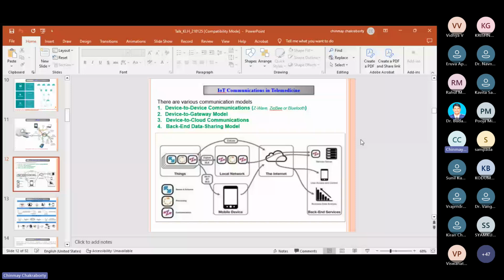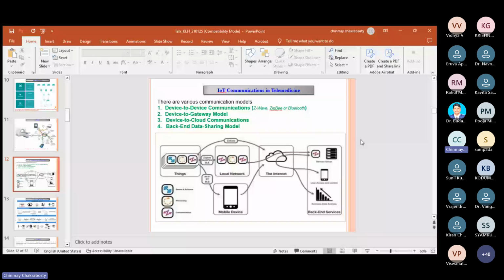So that's why various communication models are involved from one end user to another end user. Things means a number of objects, your devices, where we are acquiring the data. So one is device to device communication, like Zigbee, Bluetooth. I already told you 802.15.1 and 15.4 Zigbee.